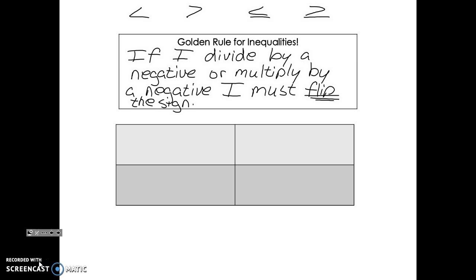And we'll talk more about what this golden rule means, but we need to keep that in mind with our problems here. That when we multiply by a negative or divide by a negative, which most of the time you're going to see division here. Usually it's going to be when we divide by a negative. So when I divide by a negative or multiply by a negative, I must flip the sign.